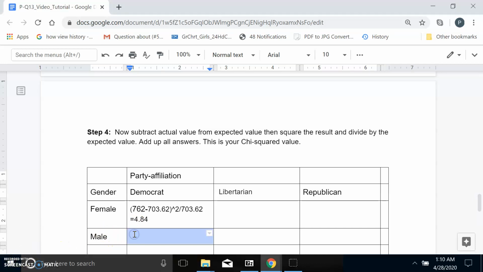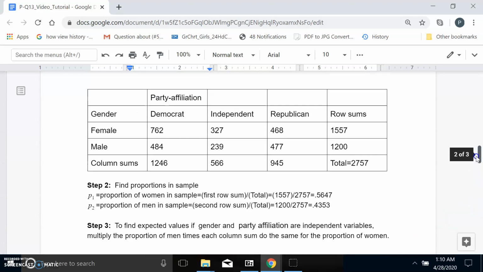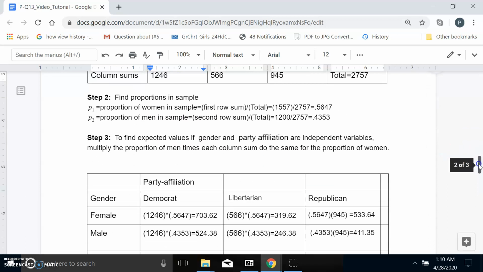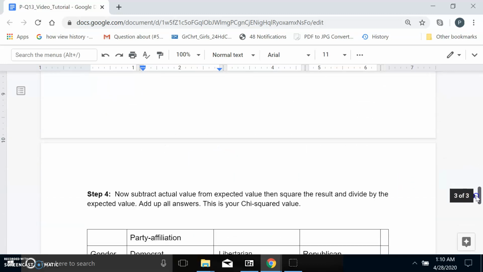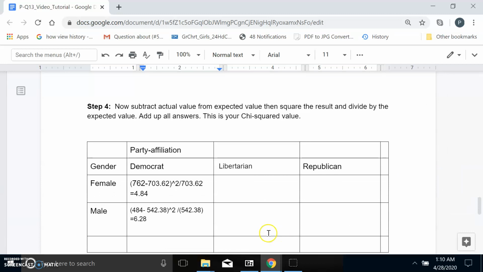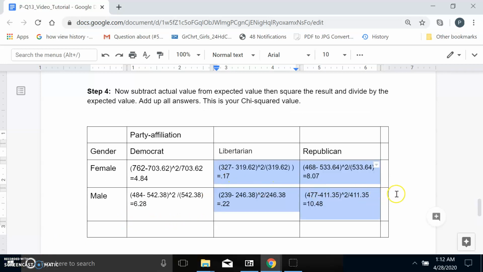So moving on to the next one. I'm going to write the answer there. So 484 was the actual value, and the predicted value was 524.38. So you're going to take those two numbers and subtract them. That's what I did there. Square the result and then divide by 524.38. And I'll let you check, you get 6.28. So the other ones here, I'll let you check, you get these.